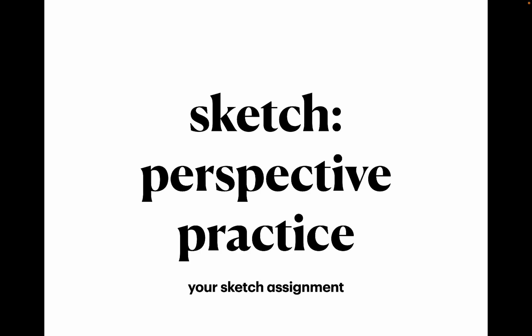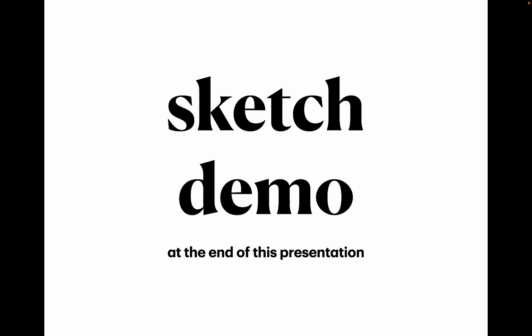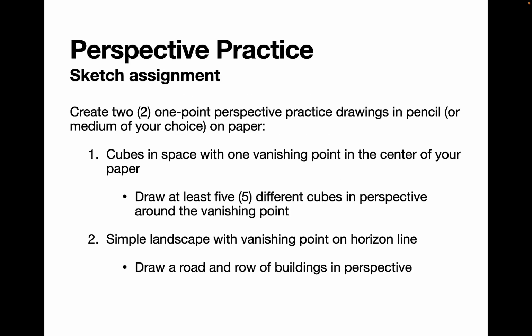All right, so for your sketch, we're going to practice the perspective, and the demonstration of that is going to be at the end of this presentation. So what we're going to do is you're going to create 2 1-point perspective drawings in pencil, or you could use charcoal or pen or whatever you want, but on paper. The first one is going to be cubes in space with one vanishing point. Sorry, that was hard to say, all those V's and W's. There's going to be one vanishing point, right?